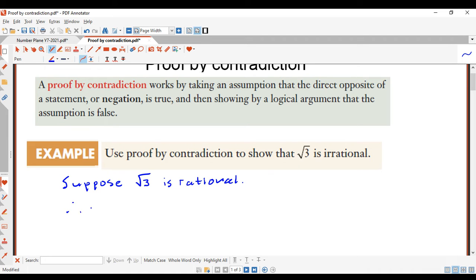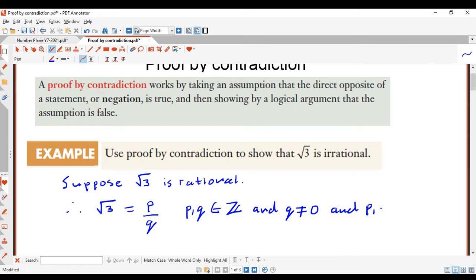Now what that means is if root 3 is rational, it can be written as a fraction, P over Q or A over B, where P and Q are elements of the integers. You have to be more specific though, right? And Q cannot be 0, obviously, because that means you get a 0 denominator. And P and Q have no common factors, okay?